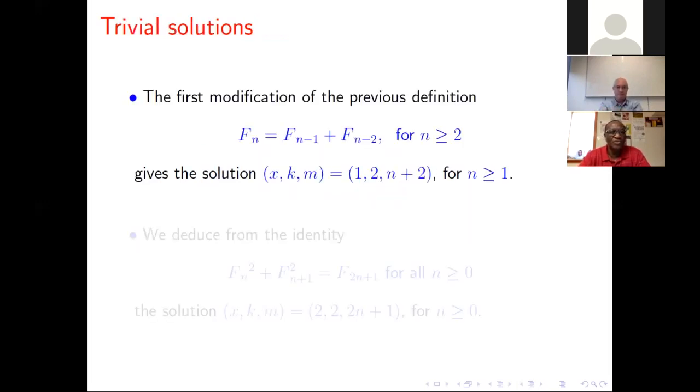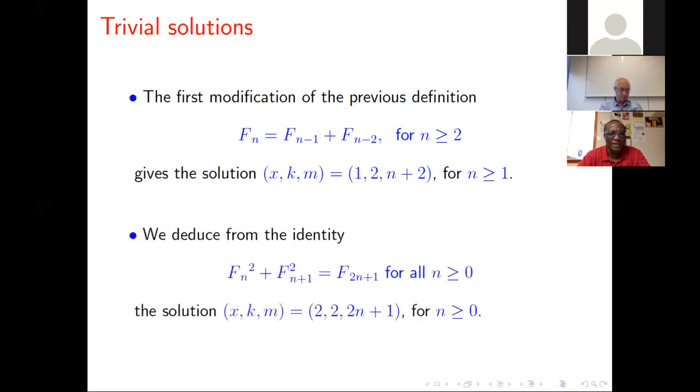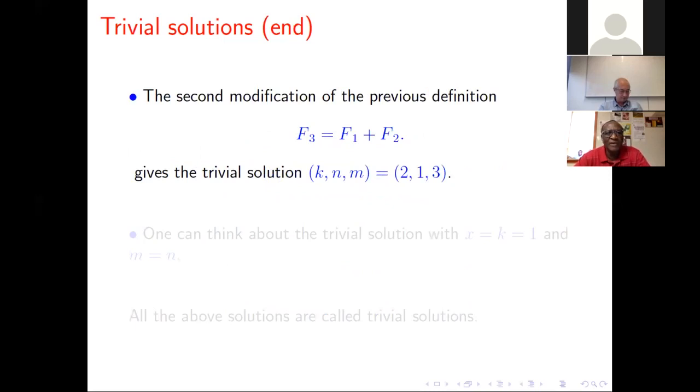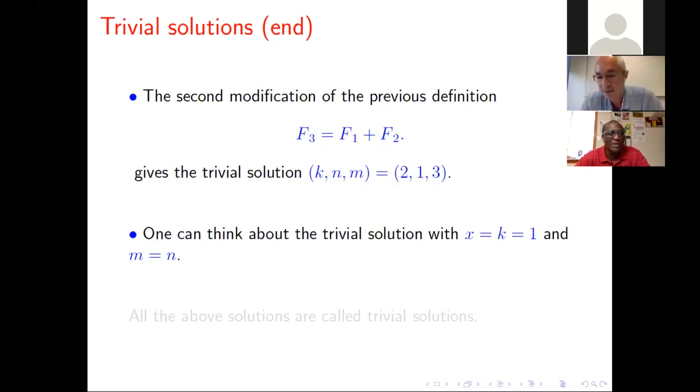Coming back to the identities that I have shown, with the first identity the solution of the Diophantine equation is 1, 2, and n plus 2. If we look at the second identity, this time x equal to 2 and k equal to 2, and we have m equal to 2n plus 1. For the last one, we have k equal to 2, n equal to 1, and of course m equal to 3. I didn't put it here, but we can notice that x equal to 1. So we can also obtain another trivial solution, when x equal to k equal to 1 and m equal to n.